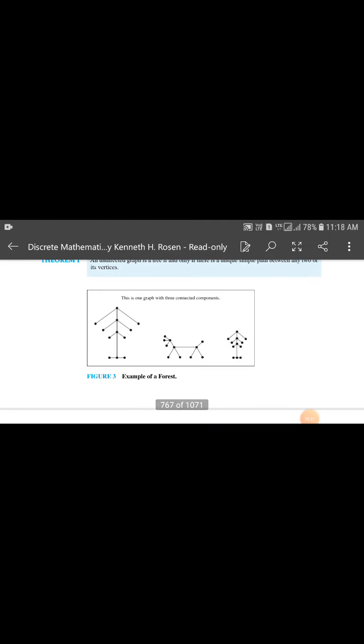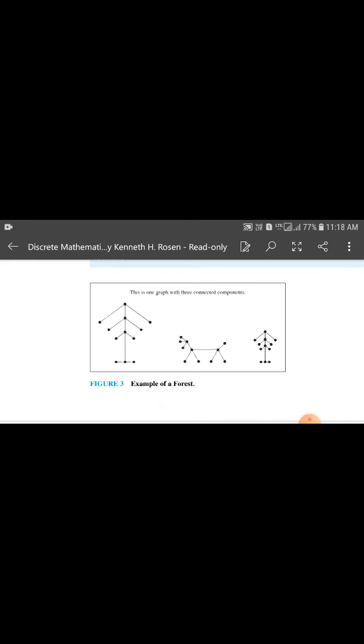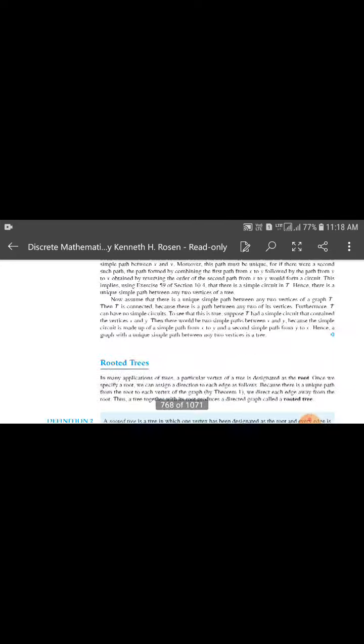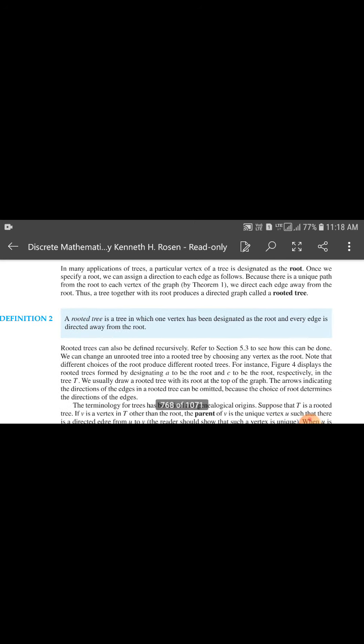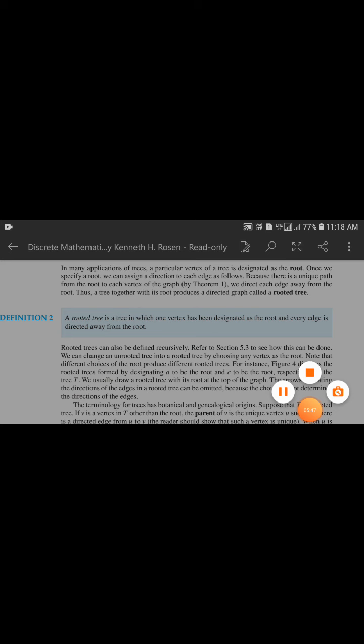Next we'll go for examples of forest. Of course some examples are given for forest, but forest is not in our syllabus. Now a rooted tree is nothing but a tree in which one vertex is designated as the root and every edge is directed away from that root.